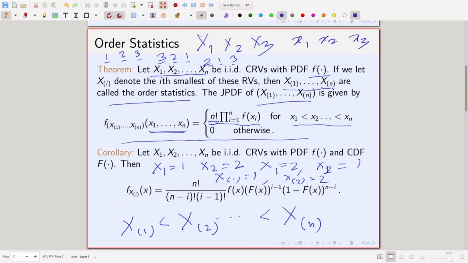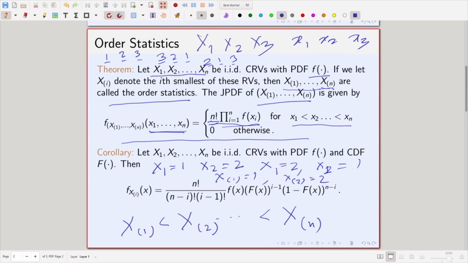And why do you get this? See, your random variables take the values x1, x2 and so on up to xn, but you know that they are independent as well as identically distributed, having this density function. So the joint density becomes this product density. The n factorial comes because even if you permute the numbers, that will not change the order statistic.